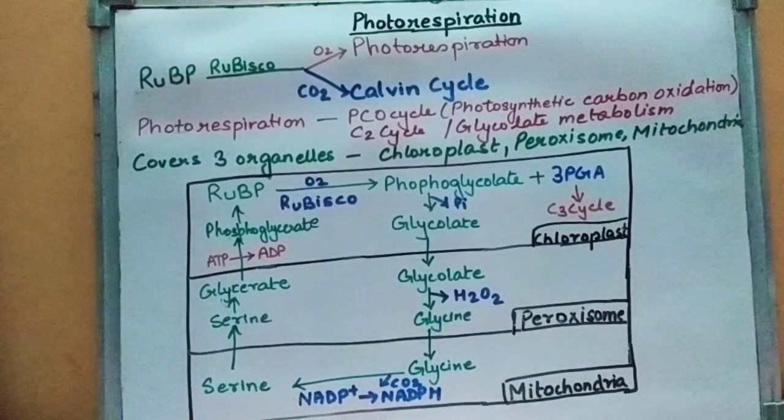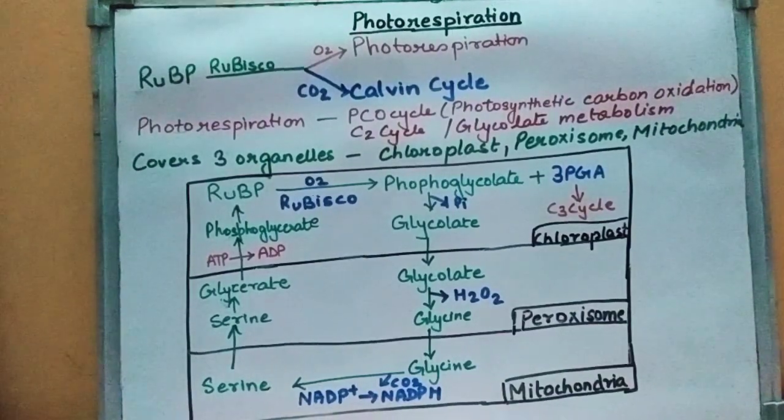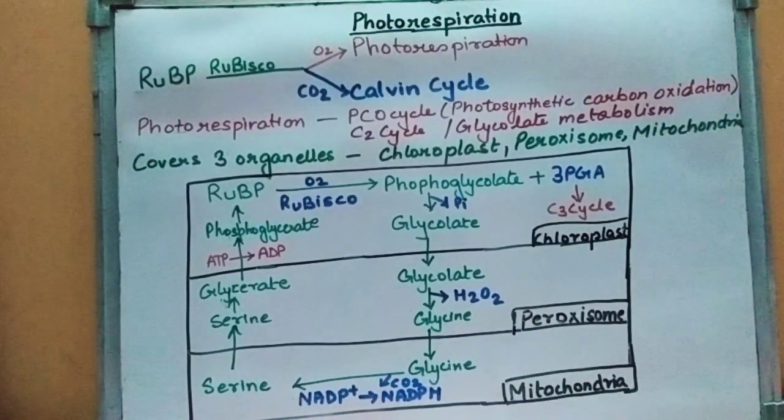What is the characteristic feature of the plant which undergoes photorespiration? The condition of the atmosphere should be very high light intensity, and temperature should be high. During that period of time, the stomata remain closed or partially closed, which does not allow the entry of carbon dioxide into the plant. So the concentration of oxygen rises in the plant.